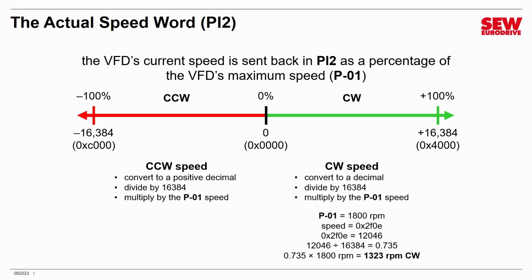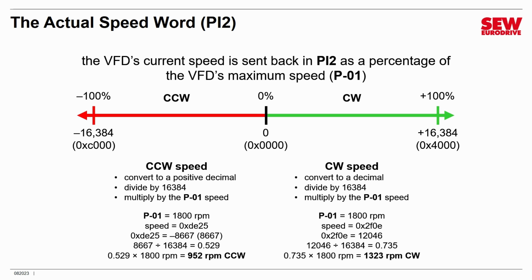So here's an example. If your PO1 speed is 1800 RPM and the VFD sends back 2F0E, you convert it to decimal using the Windows calculator or a program in your PLC, and you will get 12,046. You then take that, divide it by 16,384, which is 0.735. If you multiply that by the PO1 speed, which in this case is 1800 RPM, you're turning 1,323 RPM clockwise.